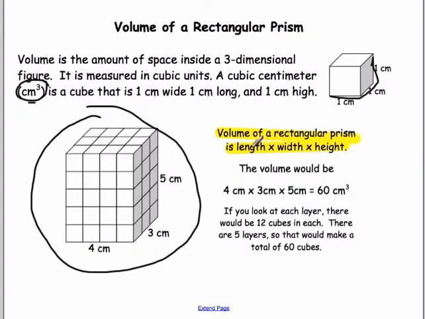If you look at this picture, the length is 4 centimeters and the width is 3 centimeters. So there are 3 rows, and each row has 1, 2, 3, 4 units in it. So the base here has 12 units. Let's call it the first floor, with 12 units, and there are 1, 2, 3, 4, 5 floors. So 4 times 3 is 12, times 5 is 60. The volume of that prism is 60 cubic centimeters, or 60 centimeters cubed.